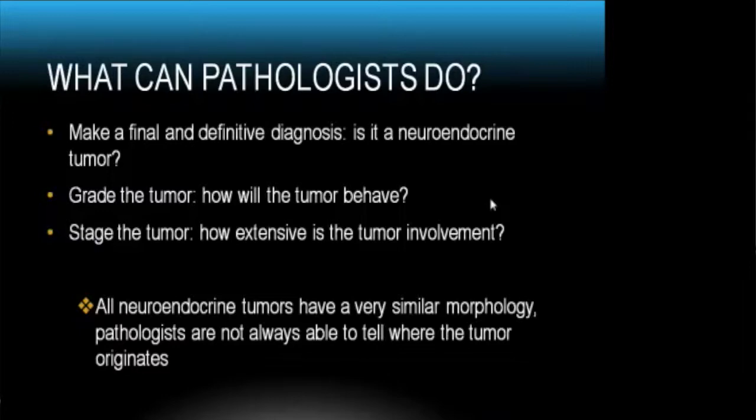However, the pathologist has a very, very limited role in telling you where the tumor is from if a person presented with metastatic disease. As Dr. Warner mentioned earlier, all neuroendocrine tumors have very similar morphology. You cannot tell them apart.